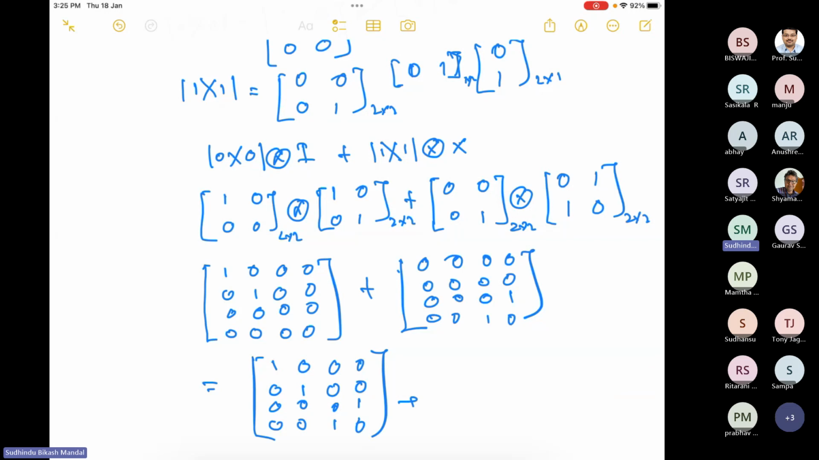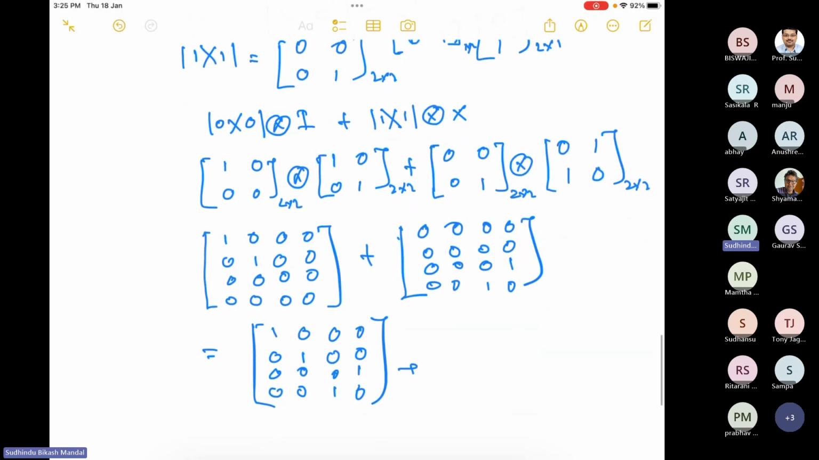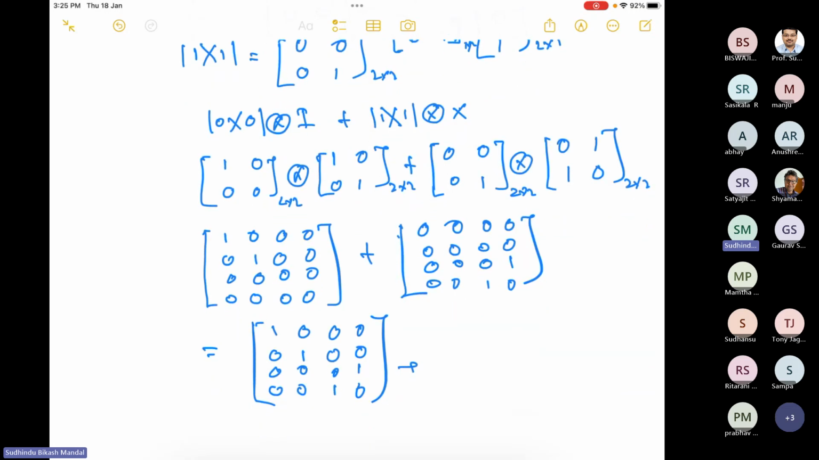And I can tell you another trick. You don't need to do this computation; you can directly generate this matrix for the CNOT gate. You can observe this: there is an identity of 2 cross 2, then 0 of 2 cross 2, another 0 of 2 cross 2, and there is your X gate.